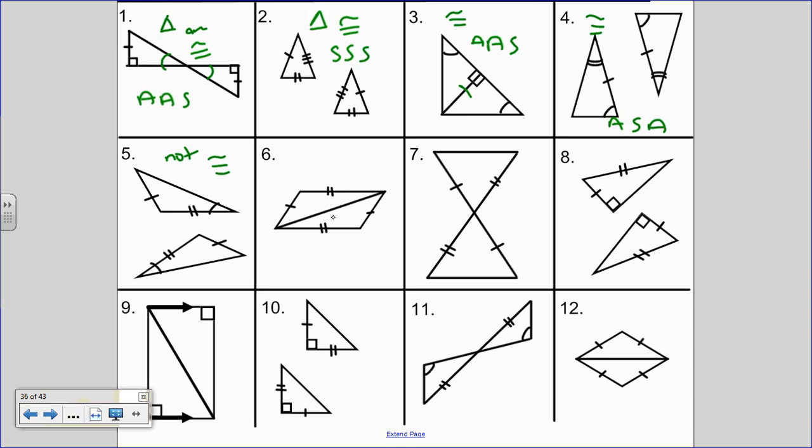On number 6, we have 2 clearly marked sides, but then you should notice both of the triangles share a side, so this side is also going to be congruent. So since three sides are congruent, the triangles are congruent because of side, side, side. Finish 7 through 12 and snap a photo of your work.